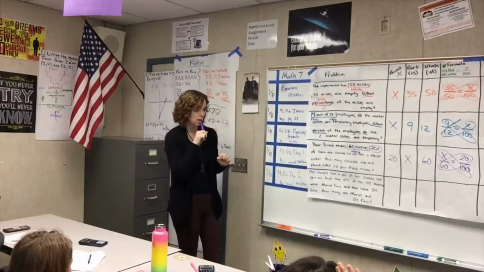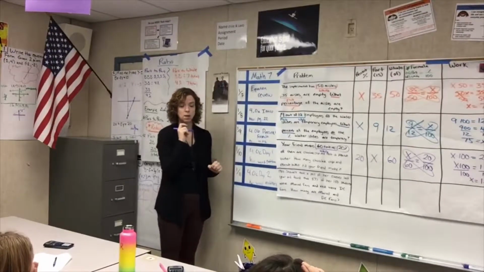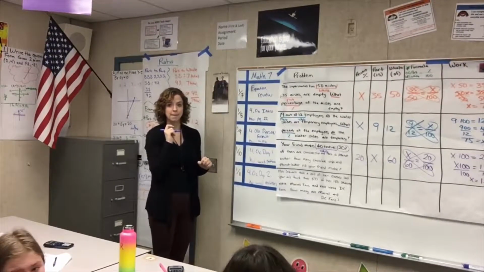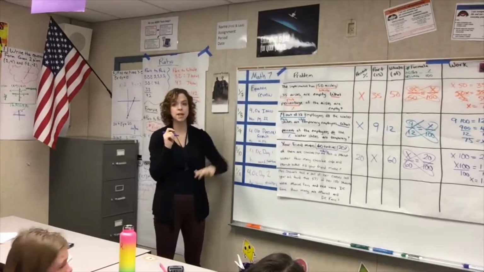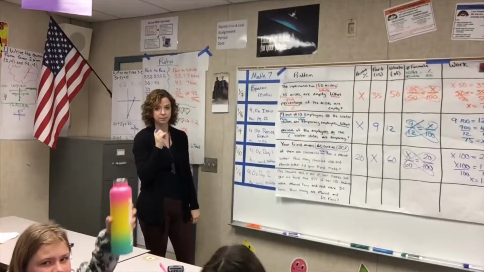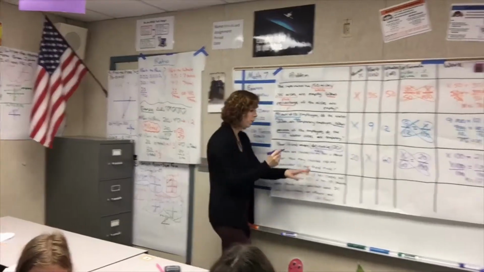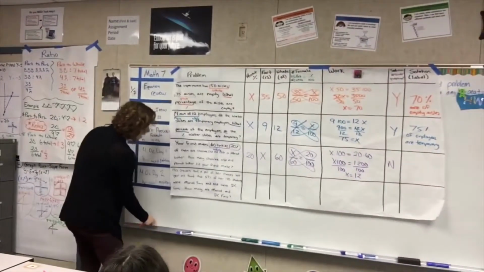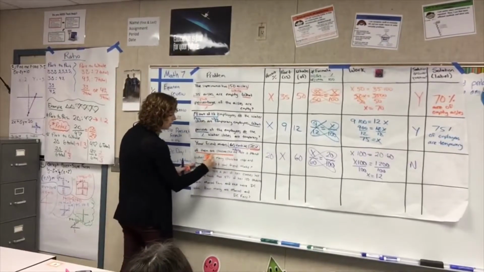The 12 is like for the peanut butter. Wait, no, chocolate chip. And why is it chocolate chip? What in our story problem lets us know it's the chocolate chip? Because it says that 20% of them are chocolate. Oh, this part right here, I'm going to highlight it. 20% of them are chocolate chip.